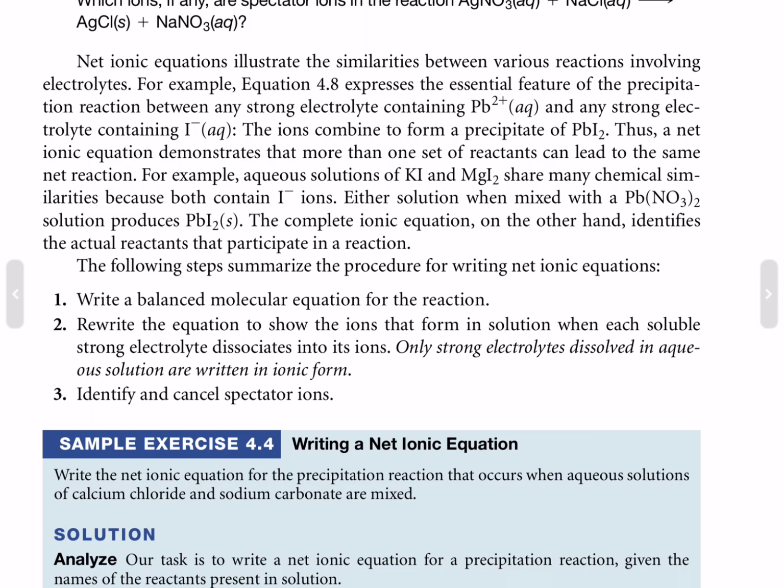The following steps summarize the procedure for writing a net ionic equation. Write a balanced molecular equation for the reaction. Rewrite the equation to show the ions in the form in which they exist in solution, for each soluble strong electrolyte dissociates into ions. Only strong electrolytes dissolved in aqueous solution are written in ionic form. Identify and cancel the spectator ions.